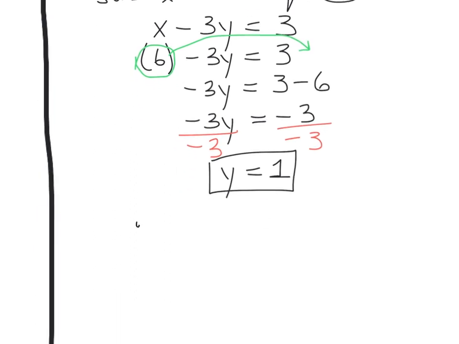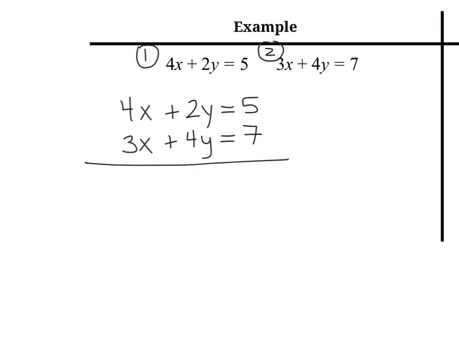So therefore, my point of intersection is located at 6 and 1. So here we have another example.